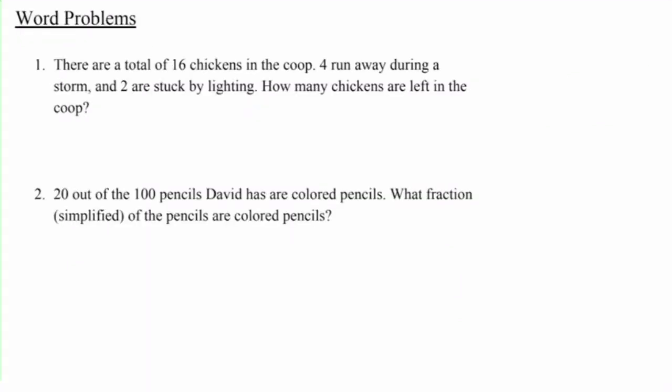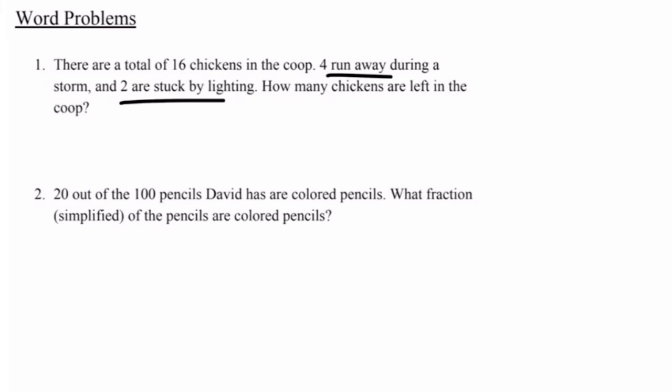Our last topic is word problems, and it's asking us to solve the problems below. Number 1, there is a total of 16 chickens in a coop. 4 run away during a storm, and 2 are struck by lightning. How many chickens are left in the coop? Based off the key words, run away and struck by lightning, we know that this is a 2-step subtraction problem.